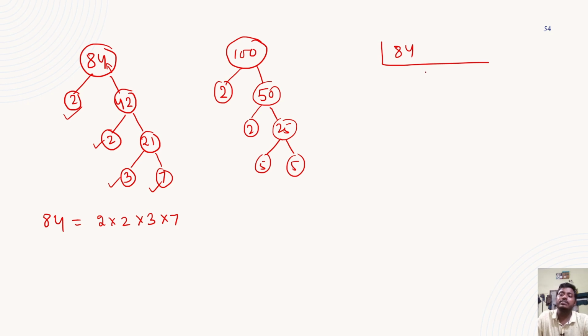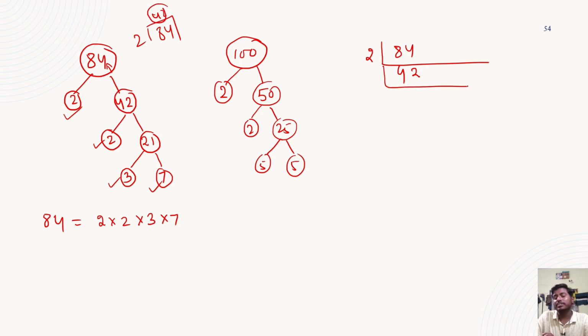So check, is this number divisible by 2? Yes, because the rule for 2 is that the unit place must be 0, 2, 4, 6 or 8. So now divide by 2. 2 fours are 8, 2 twos are 4. How to write? Because if you divide 84 by 2, we get 42. Now simply write the 42.